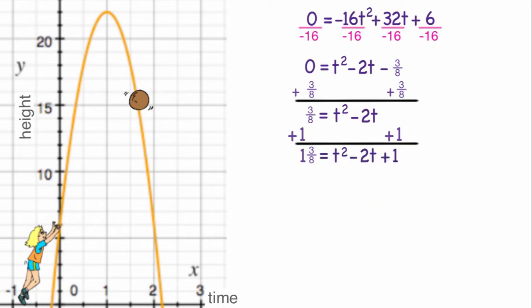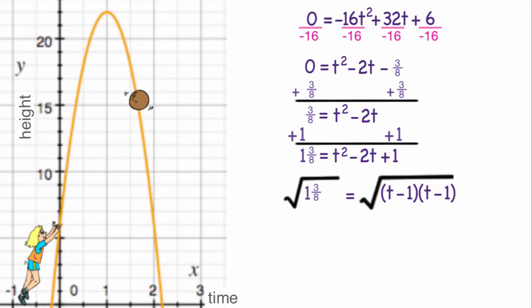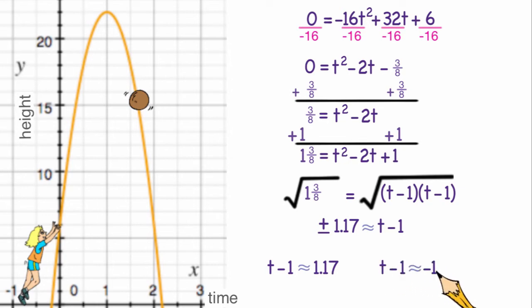When we factor that, we get 1 3/8 is equal to t minus 1 times t minus 1. Now we'll take the square root of each side. The square root of 1 3/8 is approximately 1.17. And then, of course, the square root of t minus 1 squared is t minus 1. Again, we're going to solve both situations. We have t minus 1 is equal to positive 1.17, and t minus 1 is equal to negative 1.17. When we solve those, we get the time would be equal to 2.17 and negative 0.17.